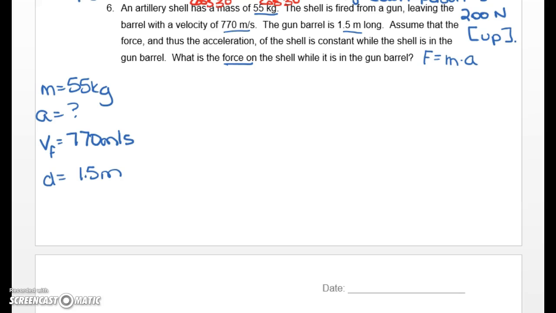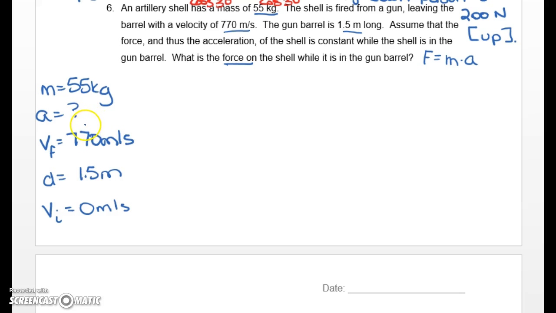There is one more bit of information that we know. When the shell starts out in the gun, it's not moving, so we can assume that our initial velocity is 0 meters per second. So we have our initial velocity, our final velocity, our distance, and we're looking for our acceleration.